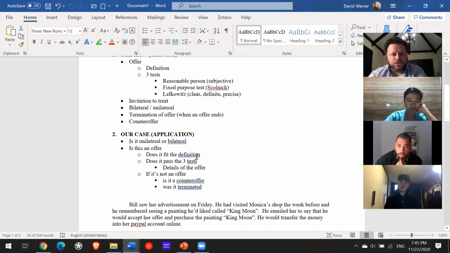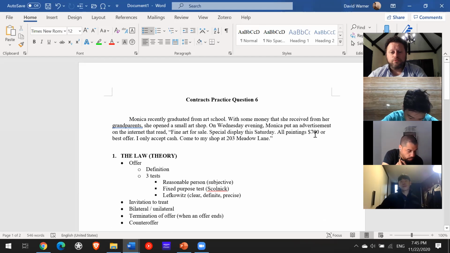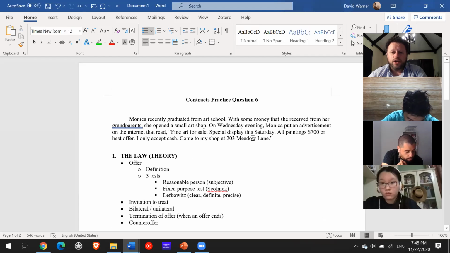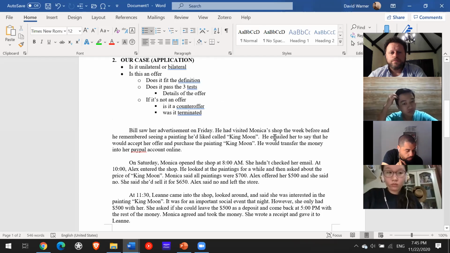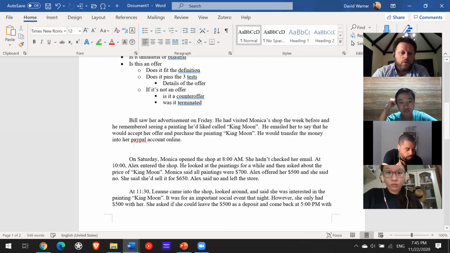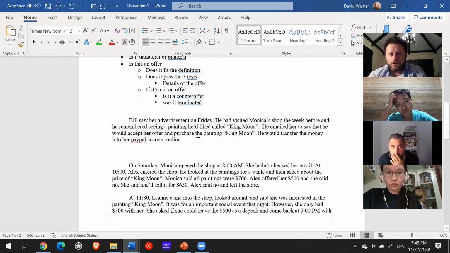And that is pretty much everything. It is a bilateral offer that passes the tests because it says the price, the location, the time, how to pay. And it doesn't say who can pay. That's the only problem. So, yeah, it's not perfect, but it's close. Okay, now, paragraph 2. What are we talking about in this paragraph?